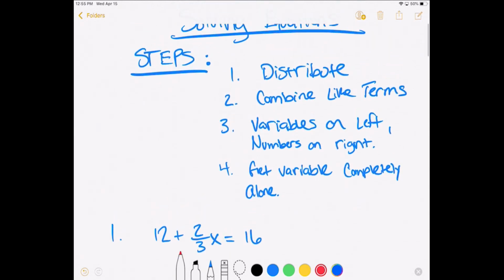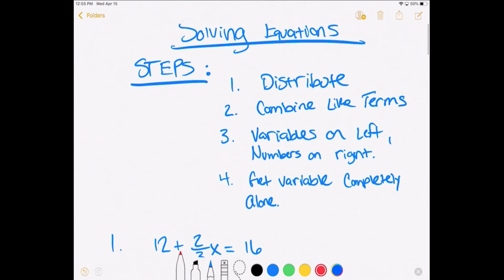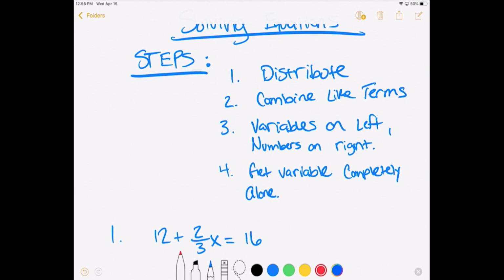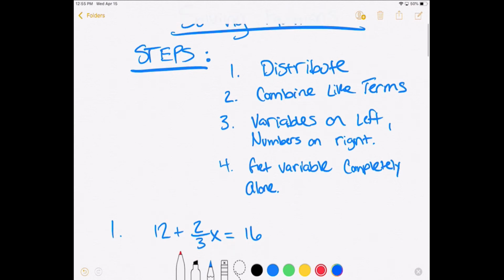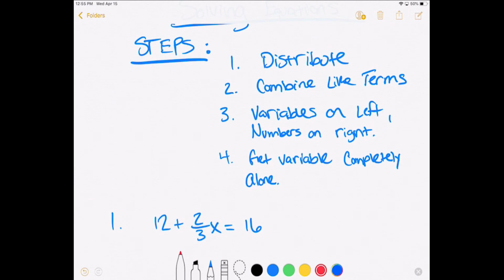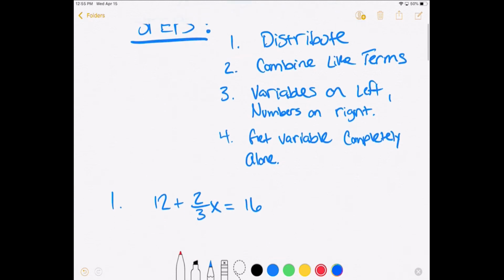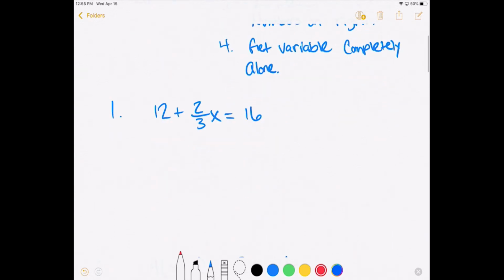The first thing I asked you to do was solve an equation. Good review of that, and we're going to do some more solving equations, a little bit tougher ones. But the steps are usually always the same. You need to distribute as your first step if you have parentheses. Your second step is going to be combine like terms. The next step is getting your variables on the left and then your numbers on the right. And then the last step is to get the variable completely alone. Those are always your same steps. There's a few other steps you could throw in, and you'll see those on the final 2 problems. But on this first one, it's pretty straightforward.